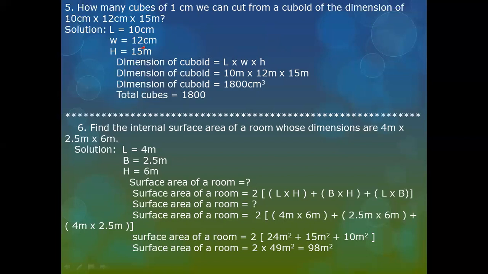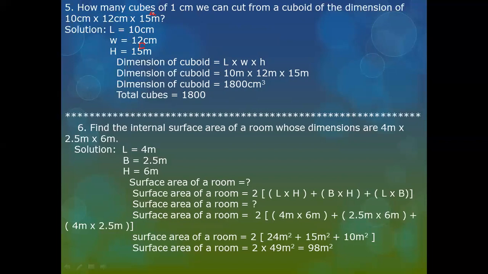It is actually centimeter. You have to write here centimeter, 15 centimeter. Here the units should be the same. Length 10 centimeter, width 12 centimeter, height 15 centimeter. Dimensions of the cuboid. A cuboid is a geometrical figure having all values different.